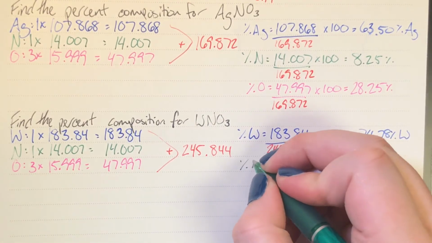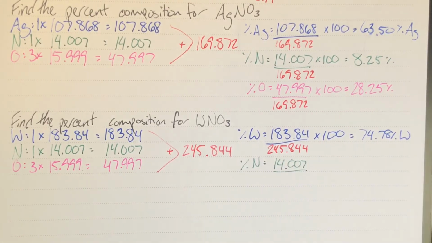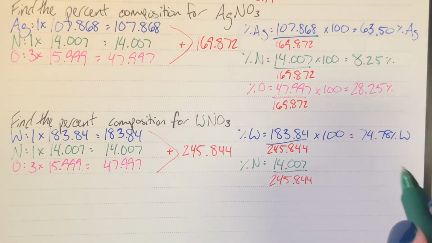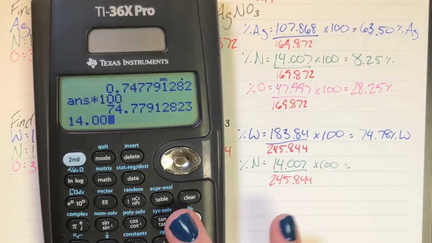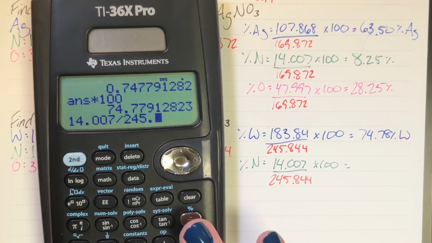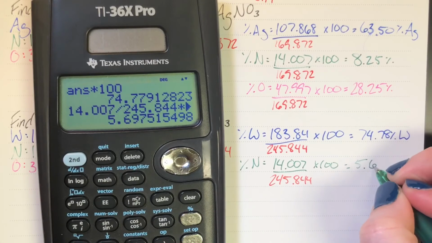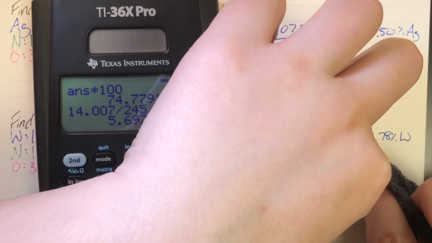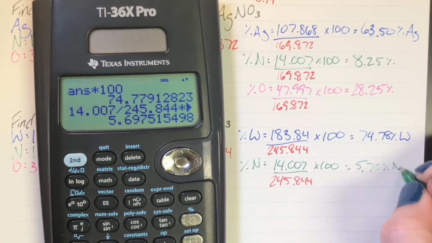Percent nitrogen is going to be 14.007 divided by total mass of compound, 245.844 times 100. That gave me 5.6. Actually, 7 makes me round up, so that's going to be 5.70 percent nitrogen.